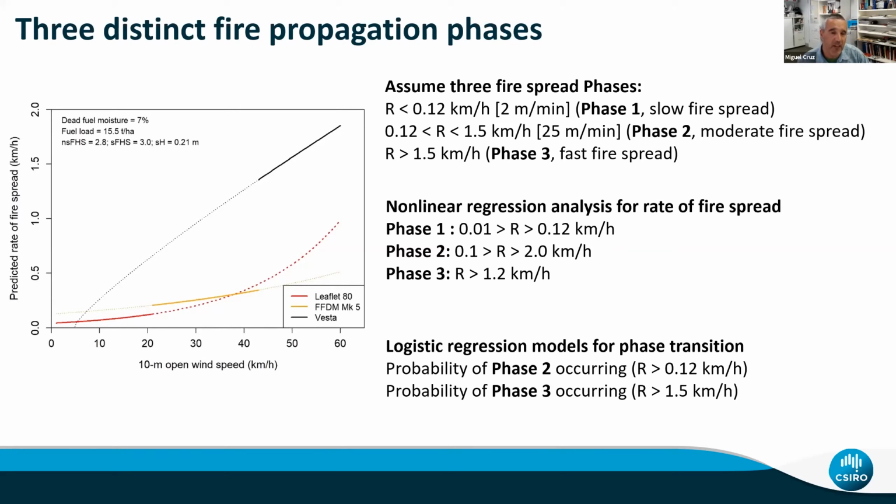Now, once we develop these models for rate of spread for each phase, we then need to link them. And to link them, we use logistic regression analysis, where we develop models that predict the likelihood, or the probability, that the fire is spreading in each phase. In this case, for phase two, the likelihood that fire spread is more than 120 meters per hour, or the probability that the fire spreads at more than 1.5 kilometers per hour, that they are in phase three.